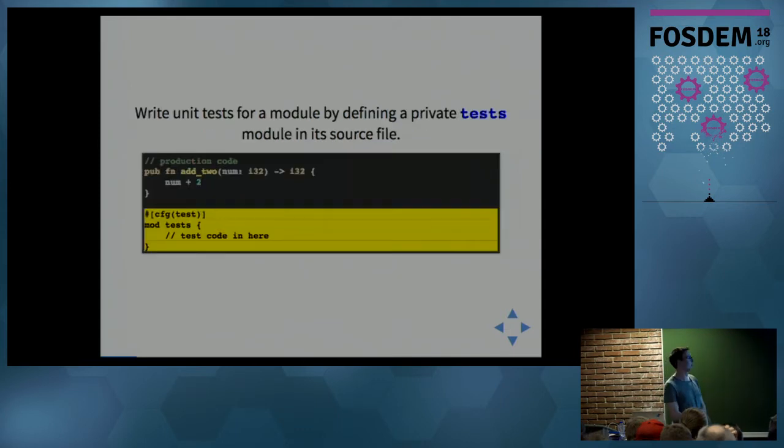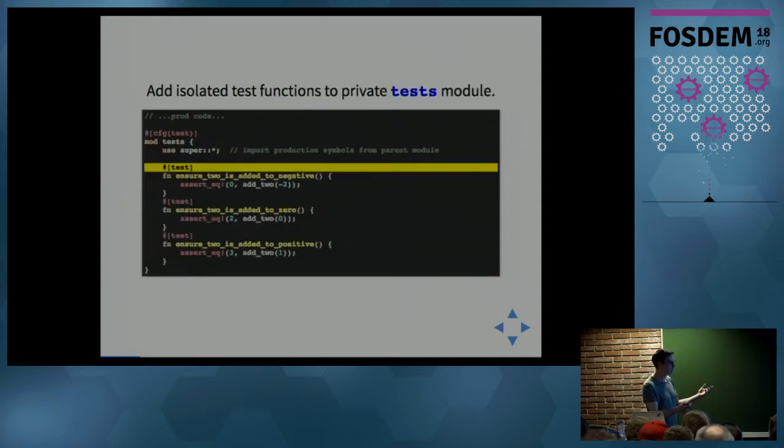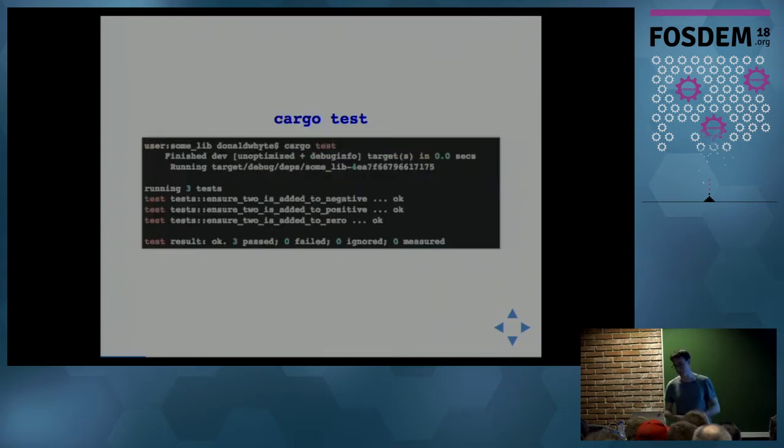to an integer. We can write tests for this function by defining a private test module in the same source file and annotating it with cfg test, which tells cargo to only build this code in the test build, not in the production binary. Then you write various test functions inside and you annotate each individual test with test. And then when you run cargo test, it builds all the production code, builds the test code, and actually runs all of those test functions.